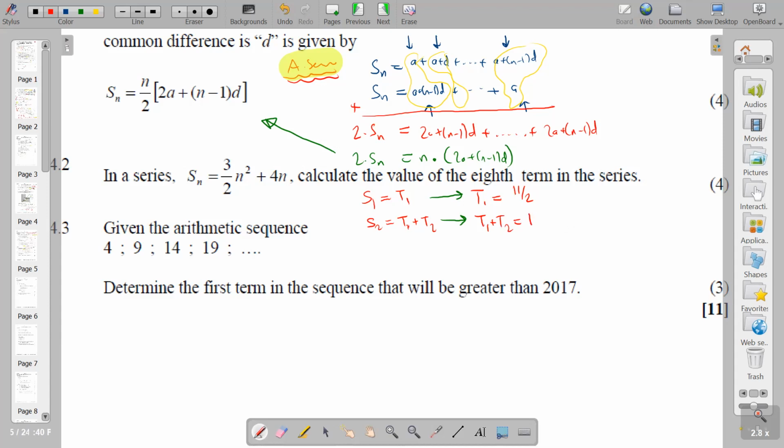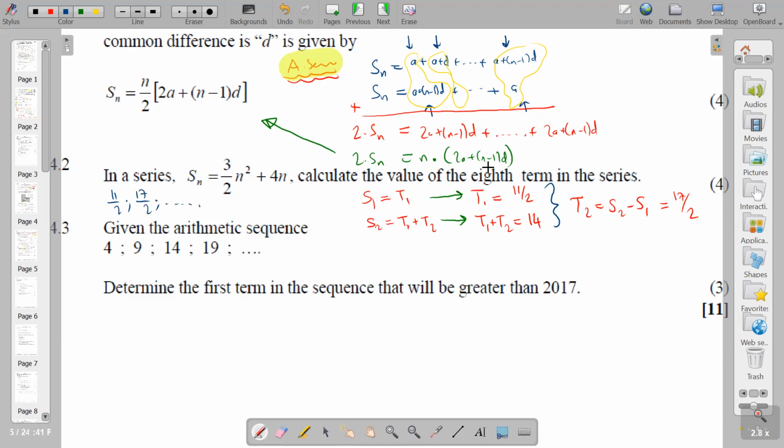So it's 14. Now, if I know the first term and the sum of the first two terms, that actually gives me the way to get the second term. What is T2? It is S2 minus S1, which is 14 minus 11 over 2. So that will be 28 minus 11, so it is 17 over 2. So I know the first term, 11 over 2, and the second term is 17 over 2, and it keeps going.